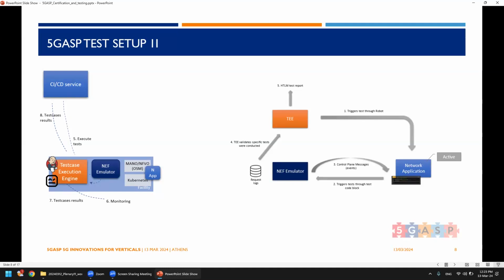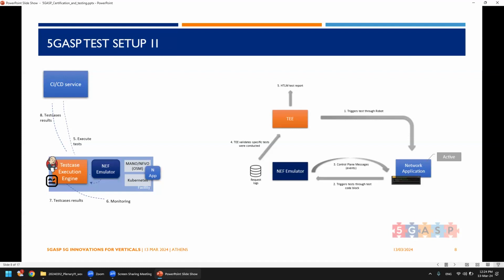The second test setup is somewhat different because it also incorporates a testing tool in the employed testbed, which is the NEF emulator. So it follows the exact same setup as before regarding cloud resources and the test execution engine, but this testbed also incorporates the NEF emulator so as to run some 5G readiness tests. The difference is that when the test execution engine triggers the respective tests towards the network application, the network application here needs to be an active component because it has to incorporate a block of code to interact with the NEF emulator, as you have seen previously.